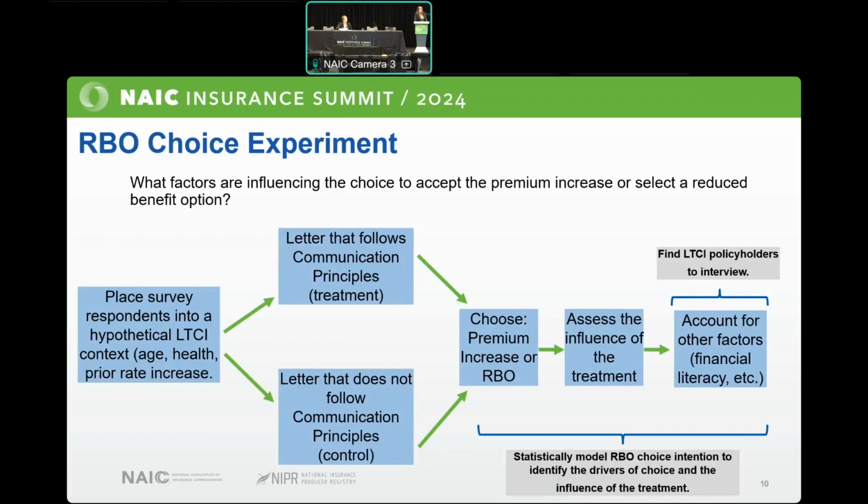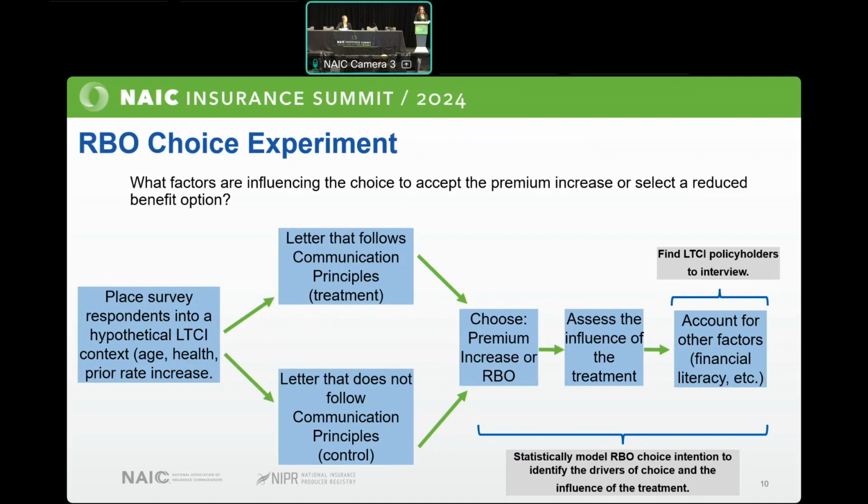The first one is what you see here: placing survey respondents into a hypothetical context. For this study, we were looking at long-term care insurance and what type of decision consumers are making regarding their long-term care insurance policy when they're faced with premium increase letters. So what choice would they make? There's a host of reduced benefit options that they can choose from, or they can elect to take a premium increase.